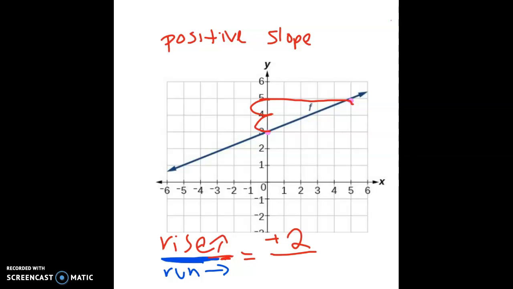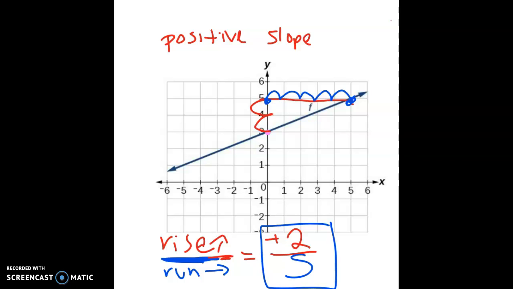And now I want to do my run. How many units is it from this point to get to my next point, what's right here, to do my run? So 1, 2, 3, 4, 5. So I know my slope is going to be 2 over 5.